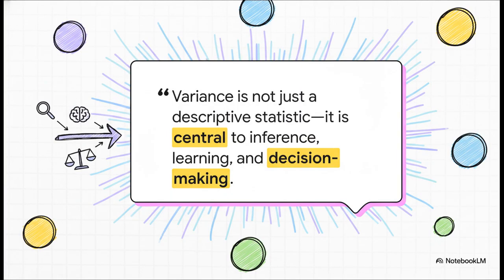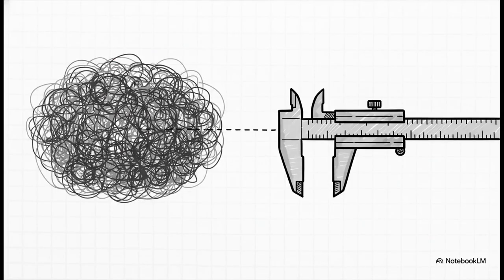You know, this quote from the material we looked at just nails it. Variance is not just a descriptive statistic, it is central to inference, learning, and decision-making. It's not a side character, it's the main event. So ultimately, variance is so much more than just math. It's our best tool for measuring unpredictability itself. It's the caliper we use to get a firm grip on the chaos of the world. So the question I'll leave you with is this: what uncertainty will you go out and measure next?